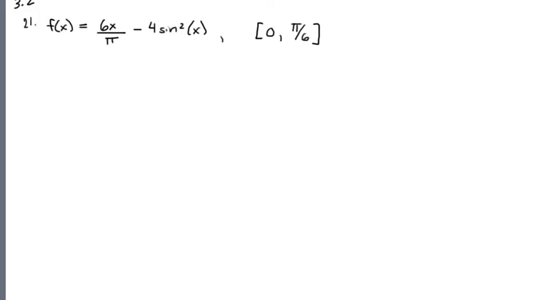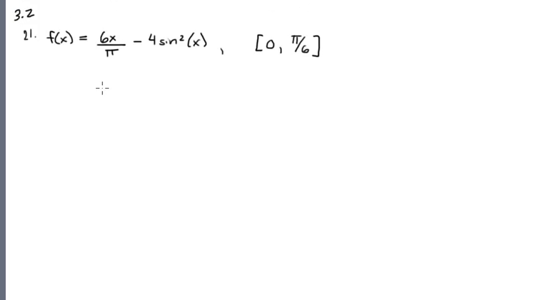Okay, so in section 3.2, number 21, we are trying to determine whether Rolle's theorem can be applied to f on the closed interval from a to b. A to b in our case is 0 to pi over 6. Our function f is f of x equals 6x over pi minus 4 times sine squared of x.